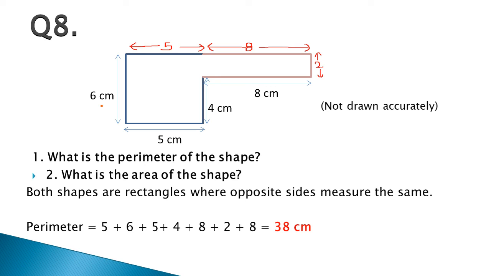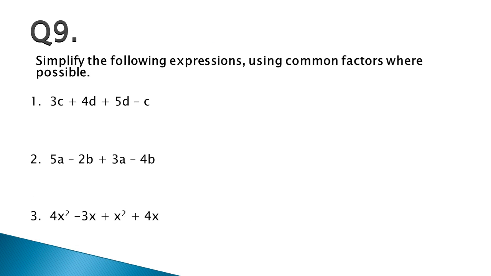But to calculate the area, you need to think of this as 2 individual rectangles. You find the area of 2 rectangles and then you add them together. So the first one, the blue one, you know the length and width. One side is 6 centimeters, another one is 5 centimeters. So 5 times 6, and for the second, 8 times 2. So together 30 plus 16 gives you 46 centimeters squared, right? Let's move on to the next one.